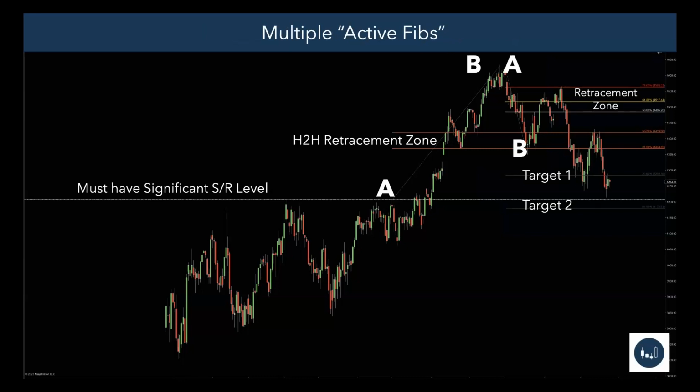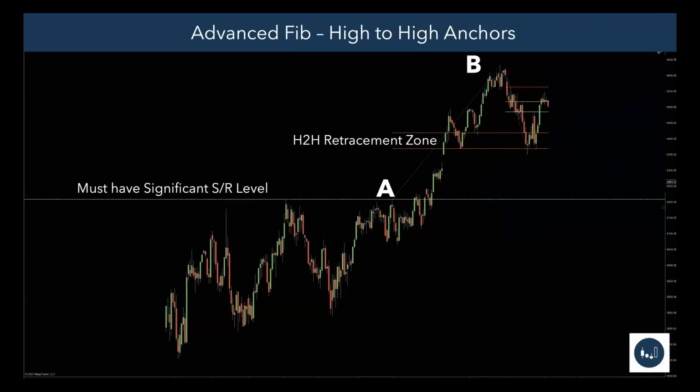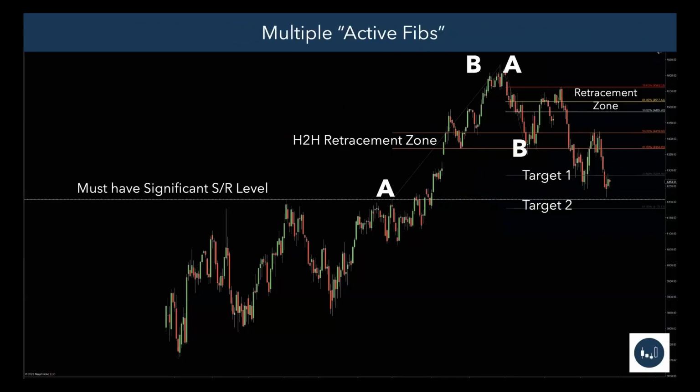In this case, let's see. I've got multiple active fibs going on right here. I've got my high to high that I just showed you. I put that A to B back in there with a retracement zone. But in this case, I let price play out a little bit further, and you can see it went down to target 1. Didn't go quite down to target 2 at the time of this screenshot, but it did go back to that support and resistance.